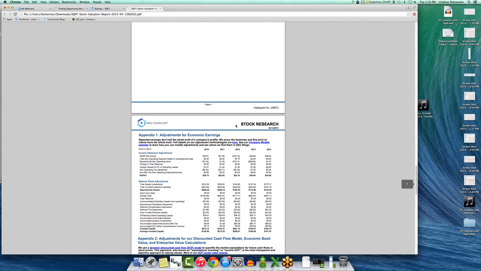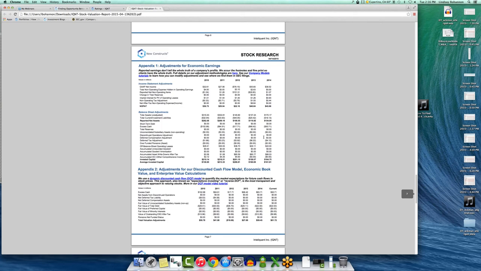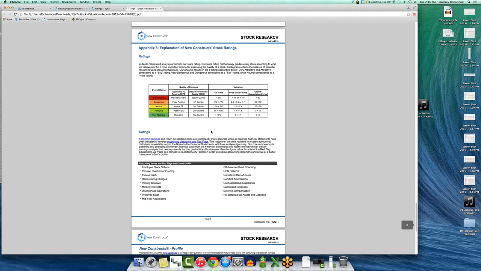And there's just some more granular detail down here with respect to that stuff. So you can see all the adjustments we've made to reported net assets, to reach invested capital, and you can see all the adjustments that we've made to GAAP net income, to reach NOPAT. And we'll get into that a little bit later.